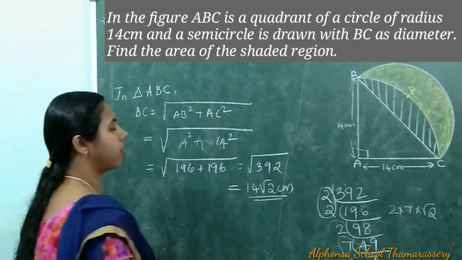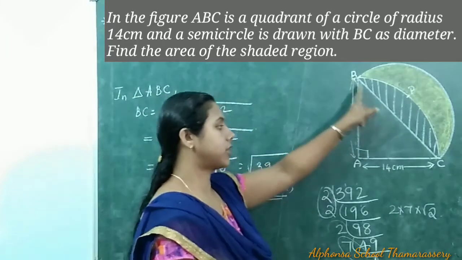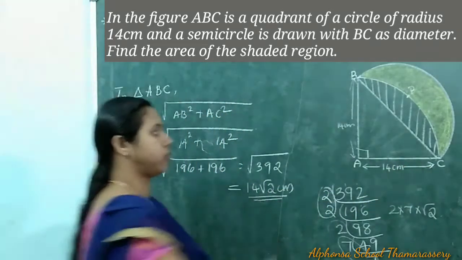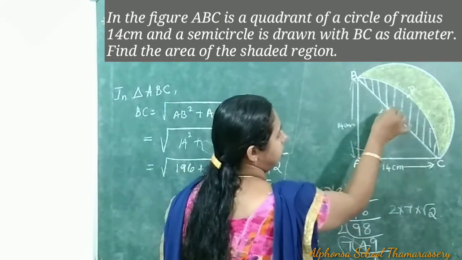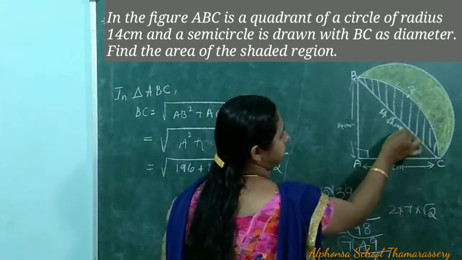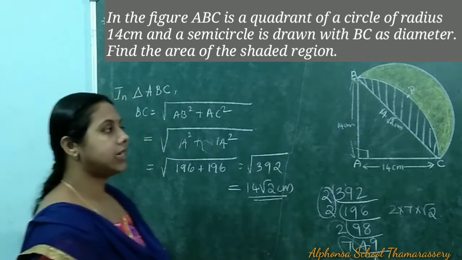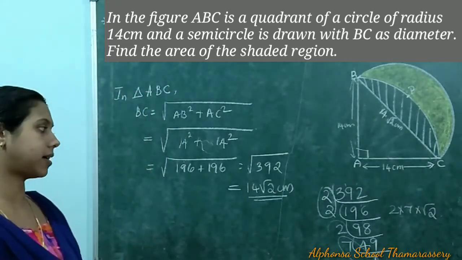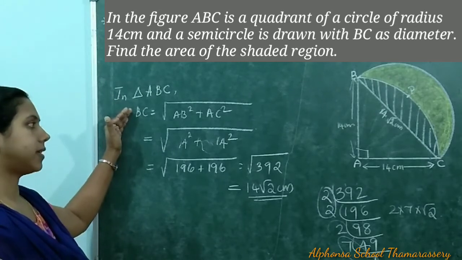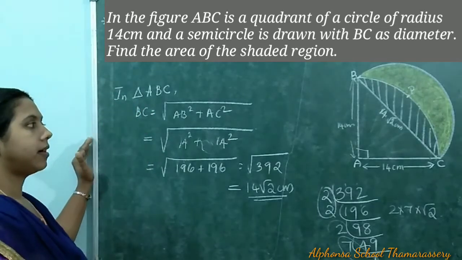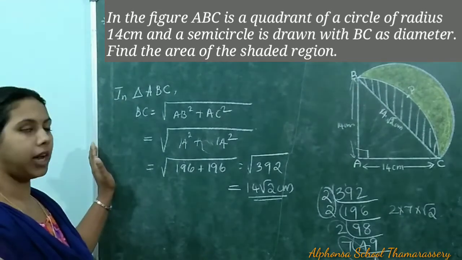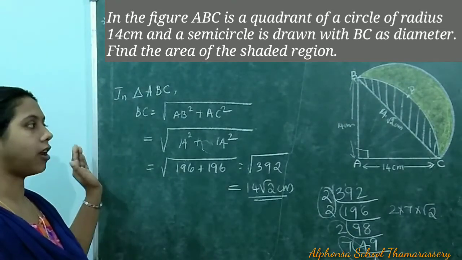So the diagonal, the hypotenuse of this triangle, BC, is equal to 14 root 2. Length of BC is equal to 14 root 2 centimeter. That is the diameter of the semicircle. Now if we get the length of BC, then we are able to find the area of the segment. Area of quadrant minus area of triangle is the area of segment.